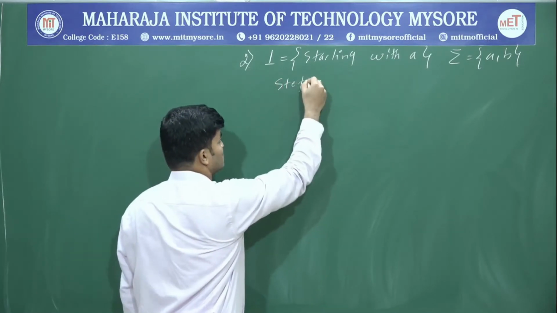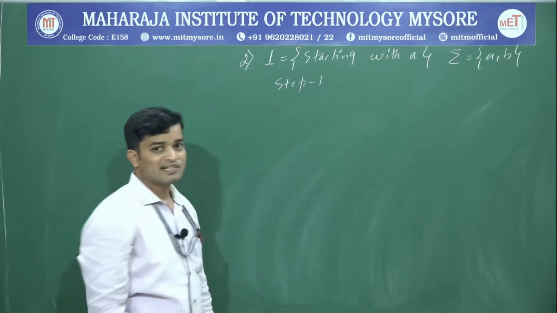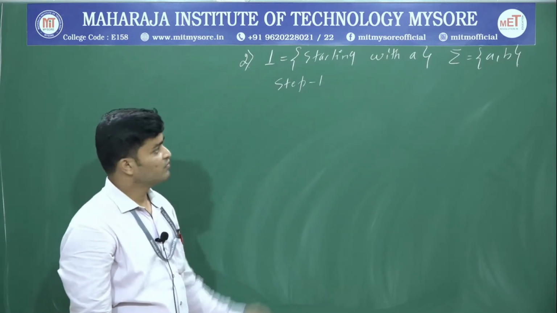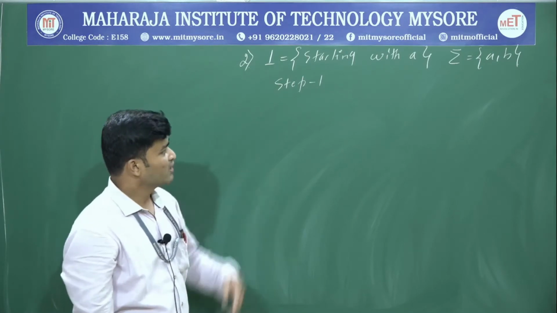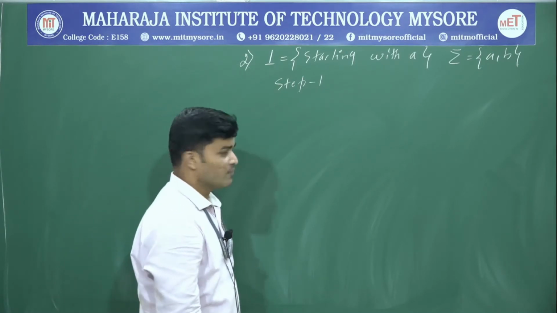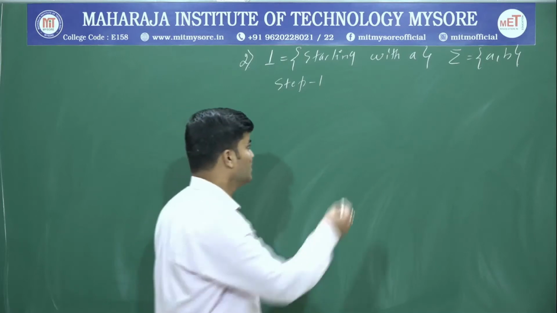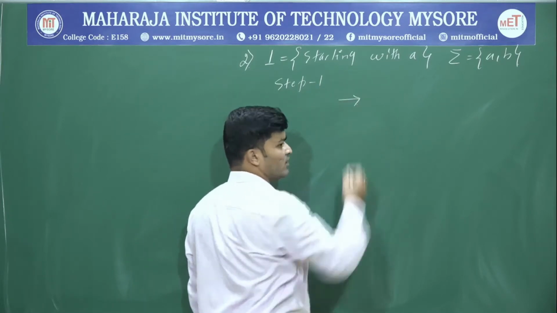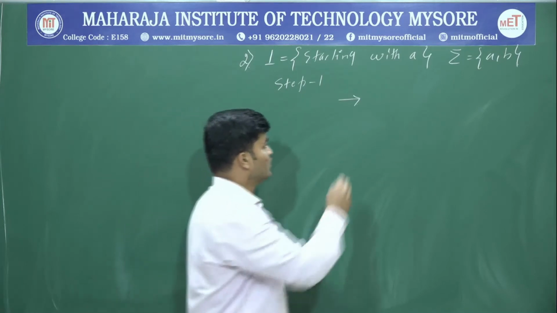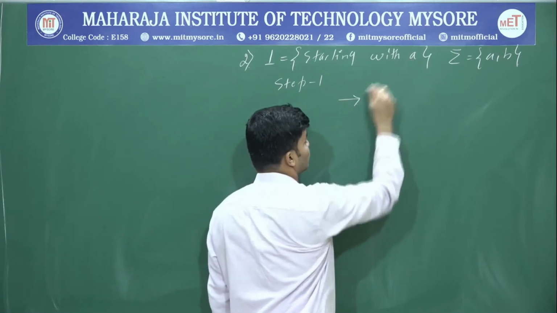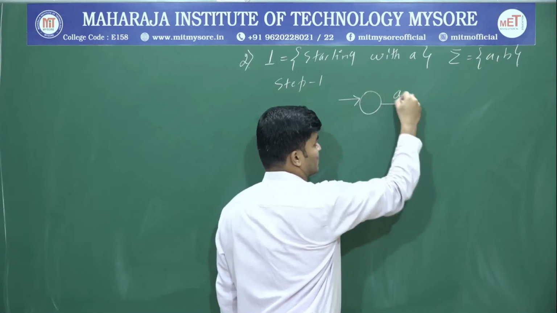Step number 1 is constructing the NFA. Since it is not given, we have to construct the NFA on our own. Sigma is A, B and the strings start with A. So I'll write the diagram out directly. If you have any doubt, you can watch the previous video on how to construct an NFA. Strings starting with A, so you will get the NFA in this way.